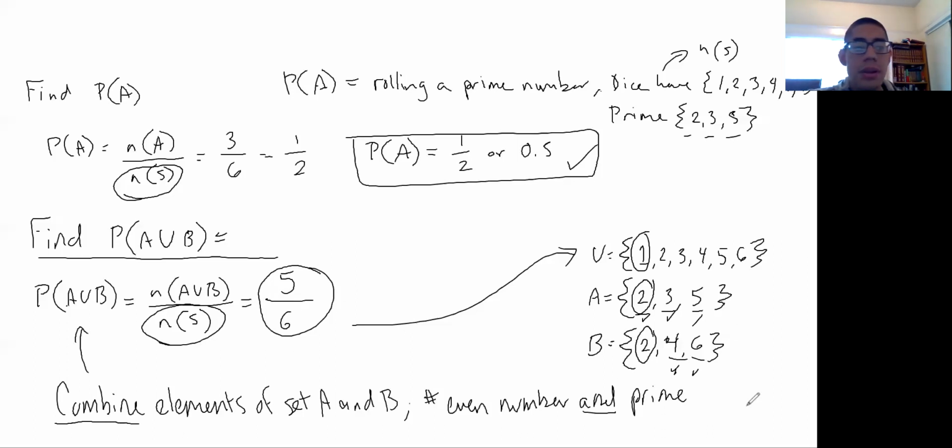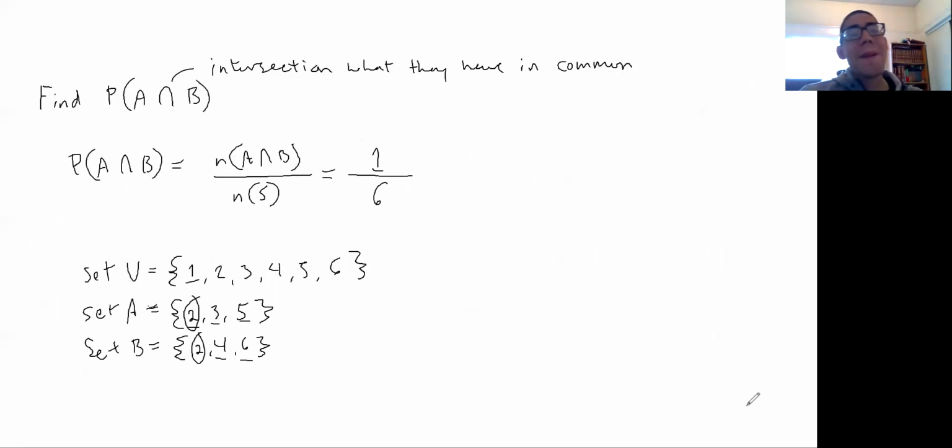That's my answer. Okay, now for the last 2, right? We're almost done, I swear. Find the probability of event A intersecting with event B, right? Now, intersection is what they have in common. If you notice down here, we have set U. These are all the possibilities. When I roll a die, the total possibilities are I can roll a 1, a 2, a 3, a 4, a 5, or a 6, right? Set A is all the prime numbers, 2, 3, and 5. Set B is all the even numbers, 2, 4, and 6.